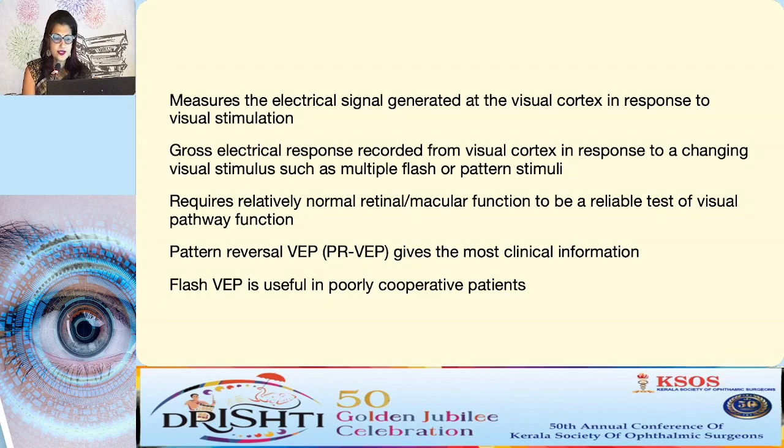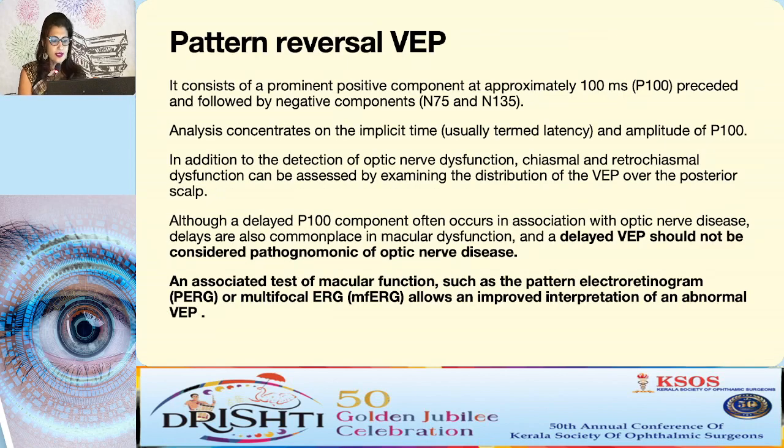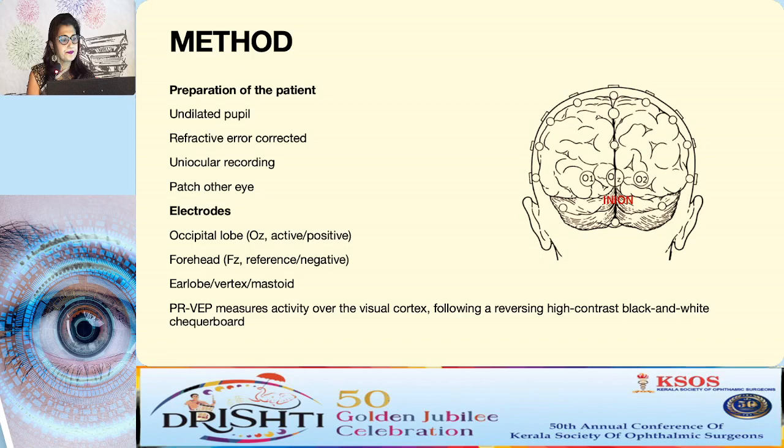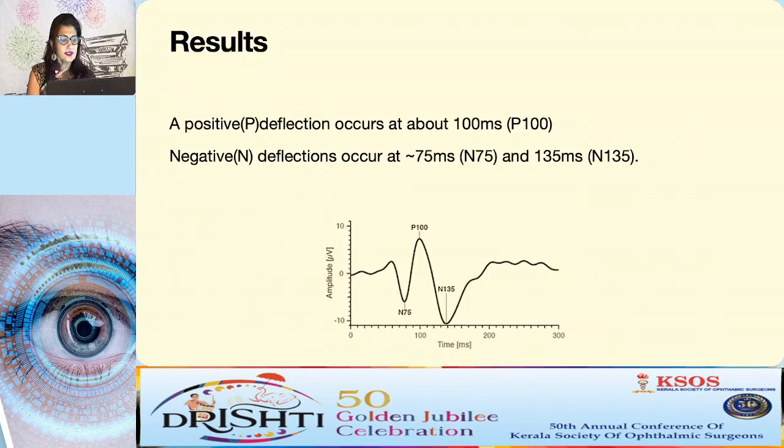And this measures the electrical signal generated at the visual cortex in response to visual stimulation, and it requires a relatively normal retinal or macular function to be a reliable test of visual pathway function, what we said earlier. The pattern reversal VEP, we will go directly into the components. I don't think we should go into the method. So this is what the pattern VEP looks like.